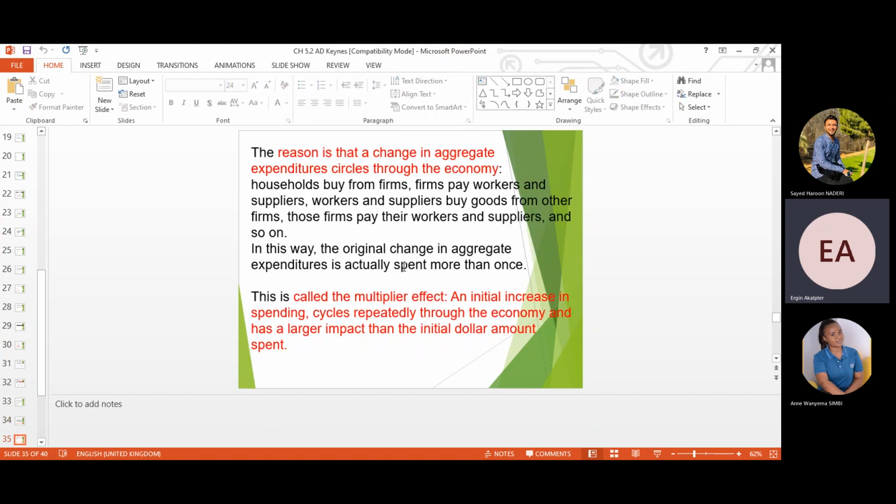The reason is that the change in aggregate expenditure circles through the economy. Households buy from firms, firms pay workers and suppliers, and workers and suppliers buy goods from other firms. Those firms pay their workers and suppliers and so on. In this way, the original change in aggregate expenditure is actually spent more than once. This is called the multiplier effect: an initial increase in spending cycles repeatedly through the economy and has a larger impact than the initial dollar amount spent.